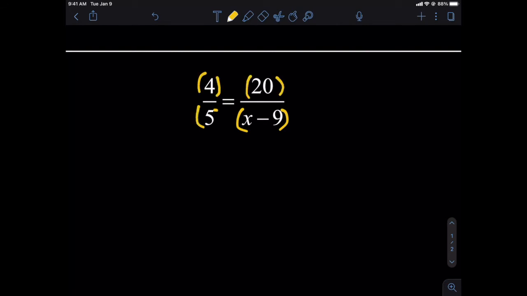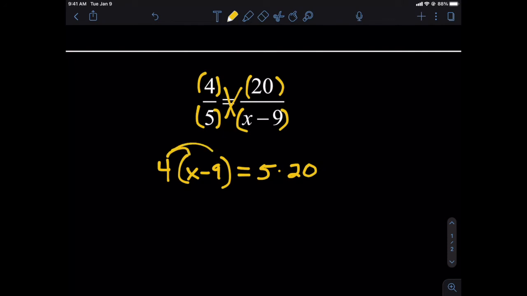So, parentheses around everything, cross-multiply, this will give us 4, times, we'll put in parentheses the x minus 9, and this is supposed to equal 5 times 20. Our parentheses help us see that we need to multiply everything. Here, it's very clear now that we must distribute. This gives us 4x minus 36, and 5 times 20 is 100.